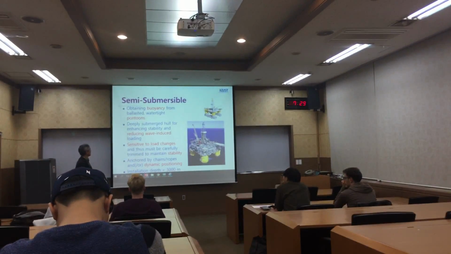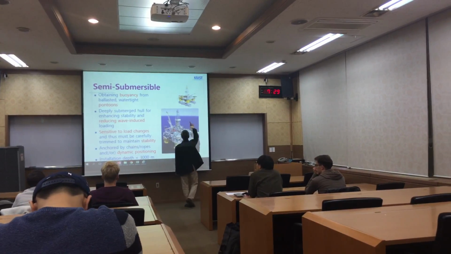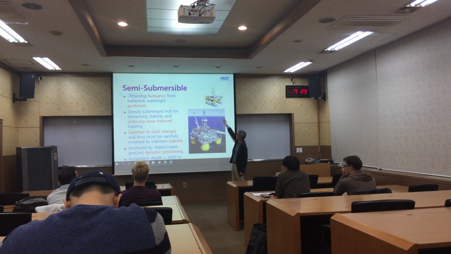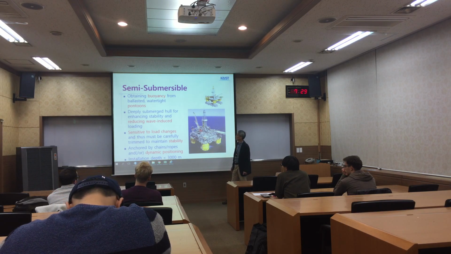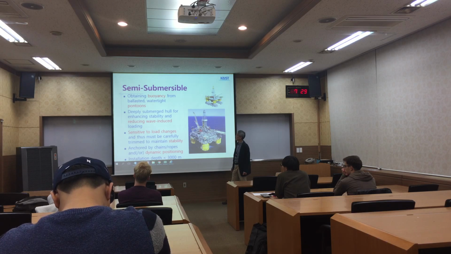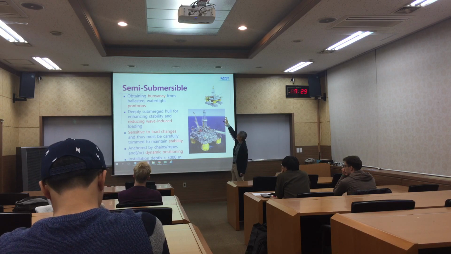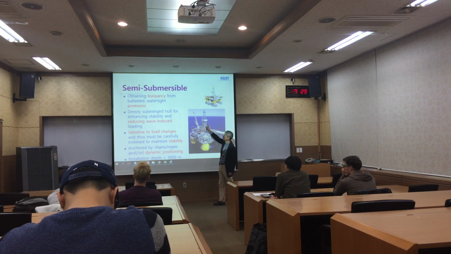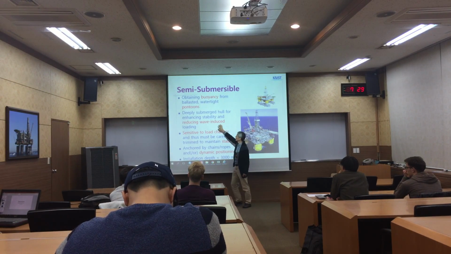Buoyancy from ballasted watertight pontoons. The gray part, the bottom gray part, is the pontoon. They make buoyancy for supporting this platform, the superstructure, and a deeply submerged hull. Deeply means it looks like not deep, right? The draft is more than the wavelength. They are saying the submerged hull or pontoons are enhancing stability and reducing wave-induced loading.